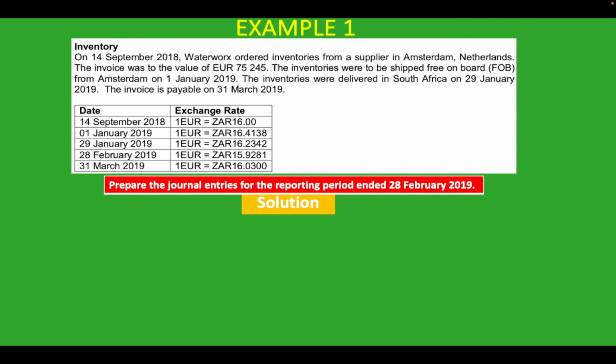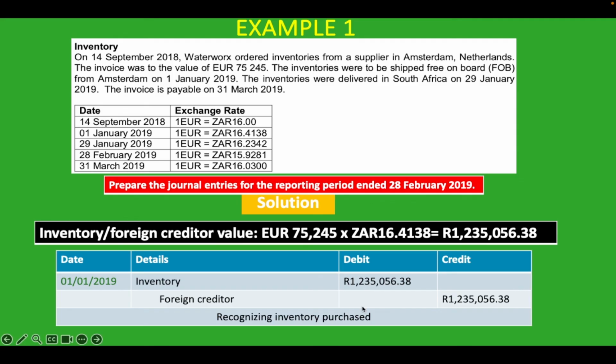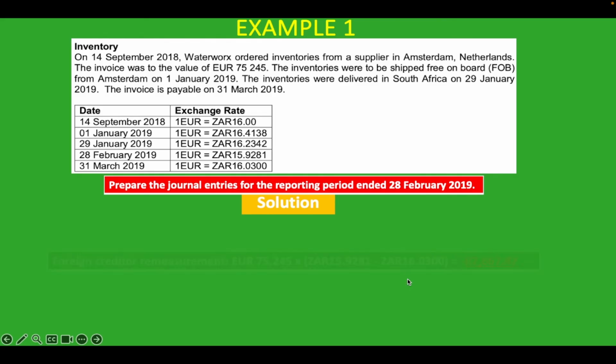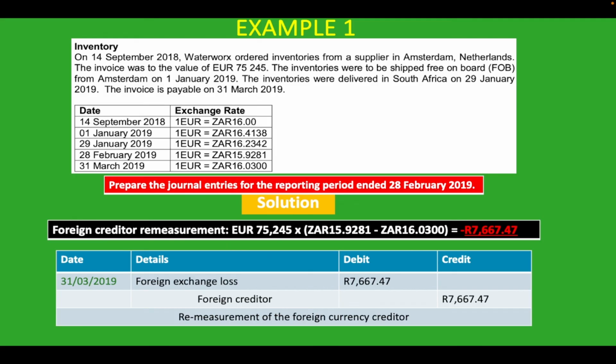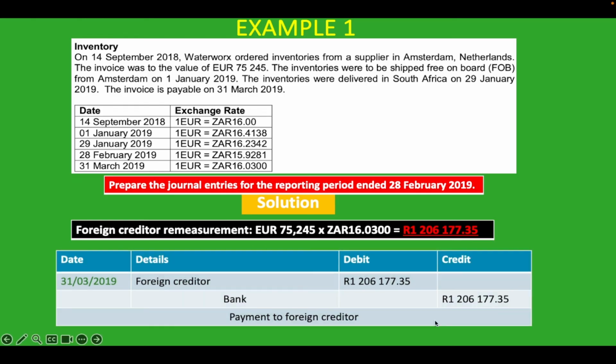Let me just show you what I mean by what I just said. Let's see, our first journal entry would be this one here where we credited our foreign creditor. So we credited this amount here for the foreign creditor, so we're going to take that amount, and then we're going to see our second journal entry where we debited our foreign creditor. So we're going to take the first amount from the first journal entry minus this debit, because it's on the debit side we're going to deduct it, 36,546 rand 50 cents, and then we're going to look at our third journal entry where we add 7,667 rand 47 cents because it's on the credit side, meaning we owe our supplier more or our foreign creditor more.